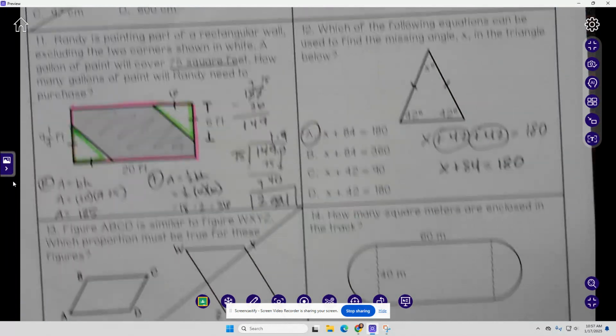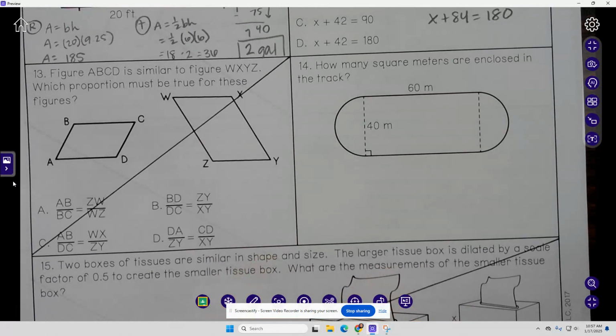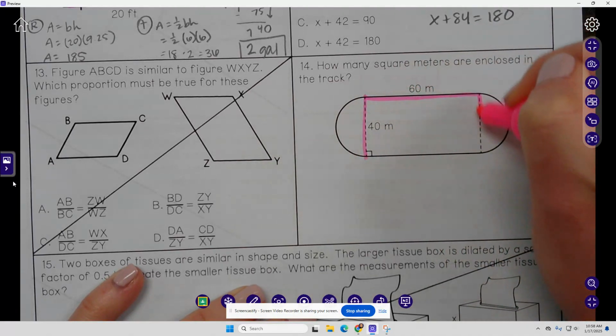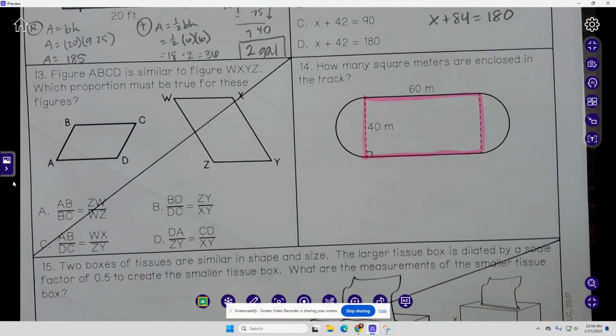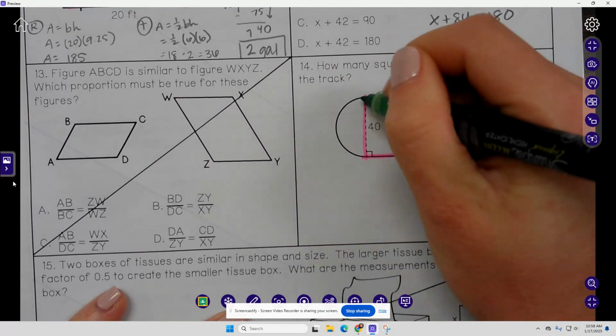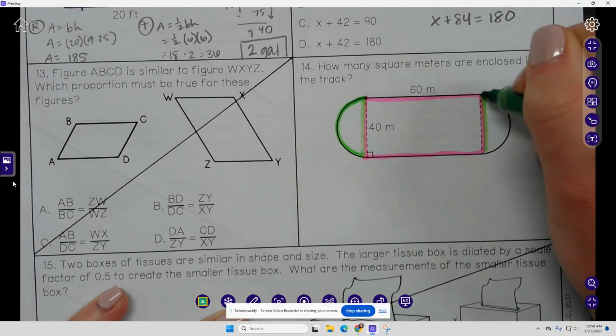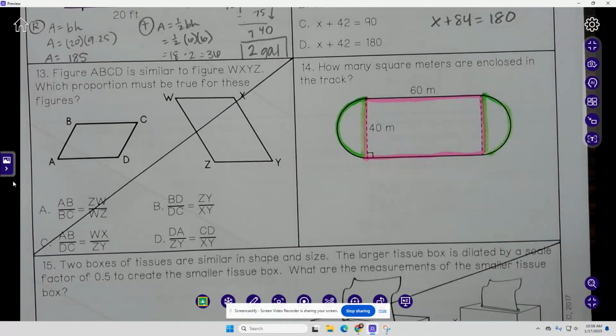We're going to move on down to number 14. How many square meters are enclosed in the track? So I have two shapes here. I have a rectangle and I have two semicircles. But I know that two semicircles put together is just one circle.